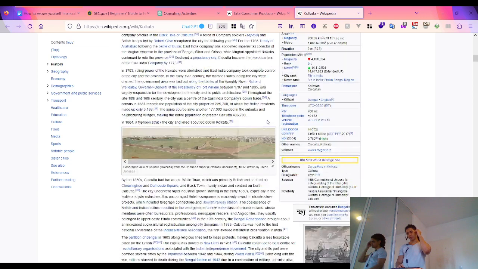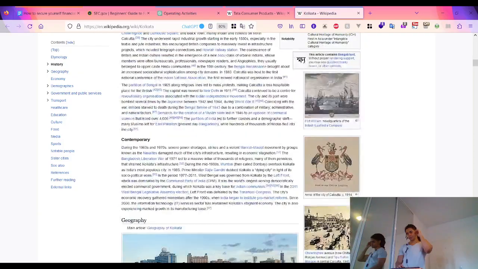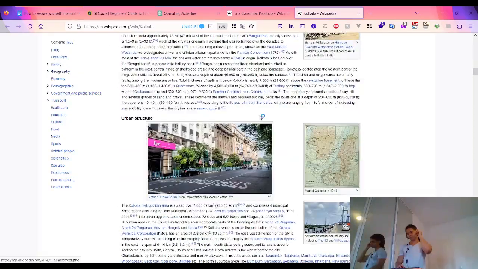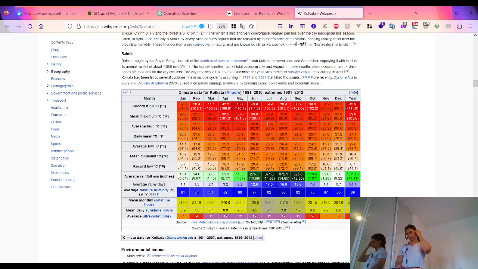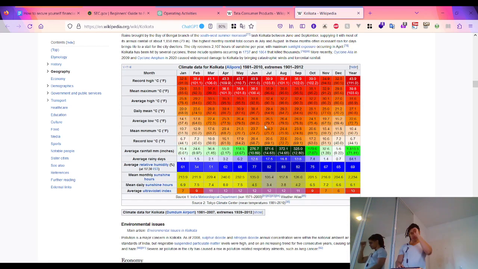British colonial rule. Very, very interesting. Oh my god. The hell is this? Okay. Reminds me of home. And it is very humid. Average rainy days.